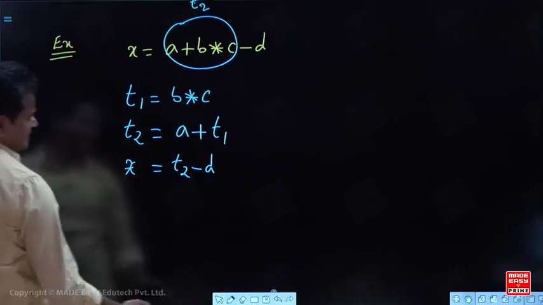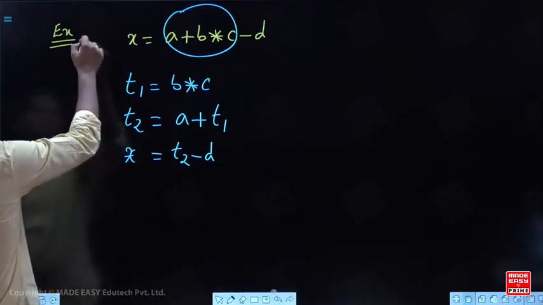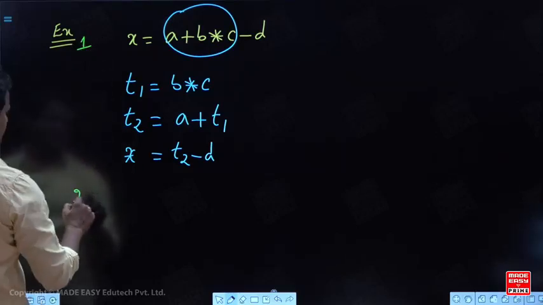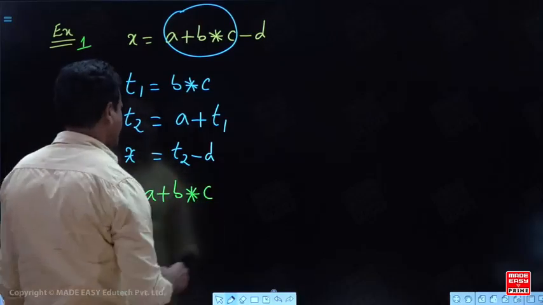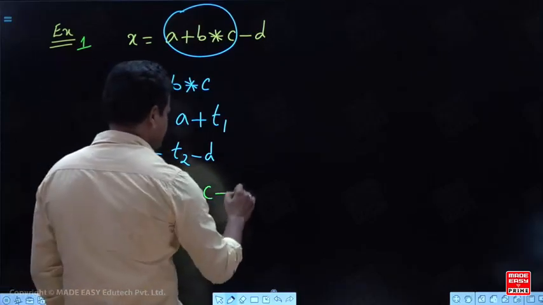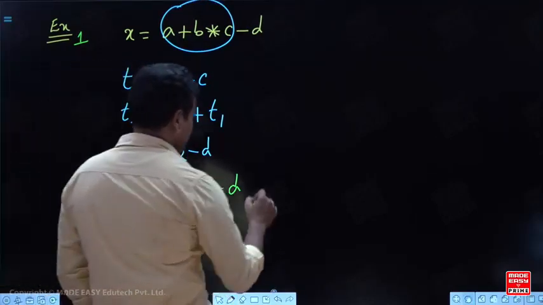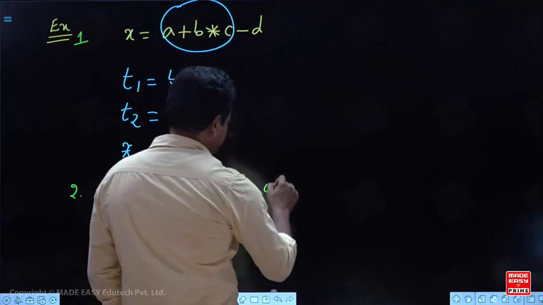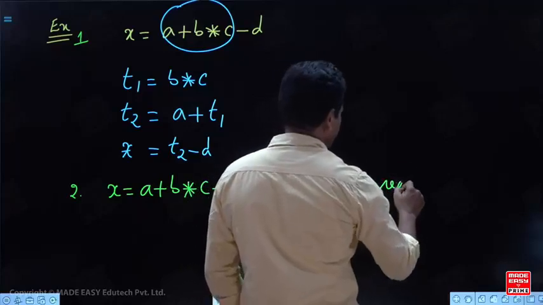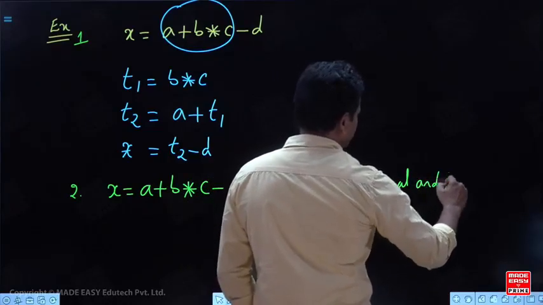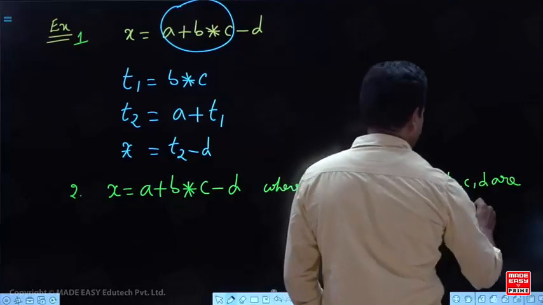Okay. So now the same expression I will give you, but I change the question. This is the first example, and this is the second example. X equal to A plus B star C minus D. I am giving you the same expression, I am not changing the expression. And the condition I am giving is that X and A are real, and B, C, D are integers.